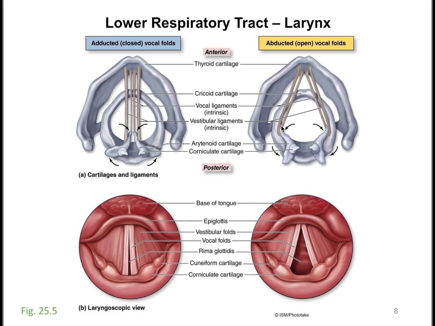And so you think of like a bass. The longer strings of a bass versus the strings of a violin create a deeper sound. So that explains why men typically have a deeper voice than women.